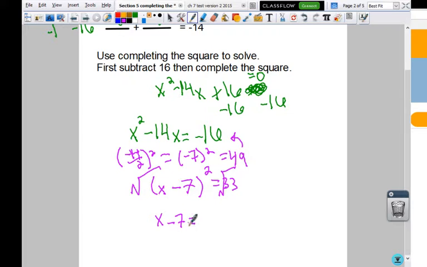You got decimals right there, right? What's the square root of 33? 5.7443. Okay, so everything today we round to the second decimal place, so 5.74. But I don't have just that. What else do I have? Negative 5.74.